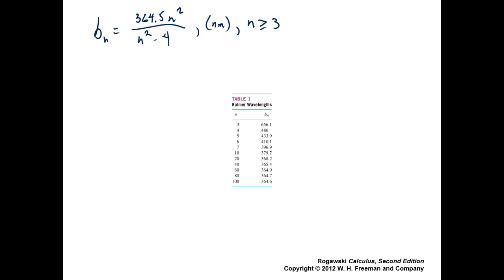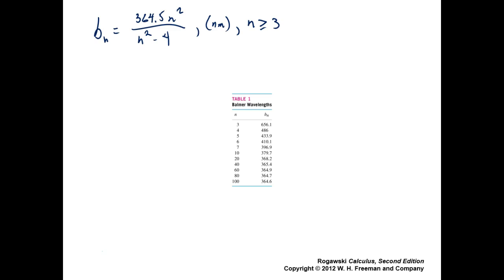Quantum mechanics, Niels Bohr, I believe it was, came up with a model of the hydrogen atom, and it fit the Balmer series perfectly. 364.5 times 9 divided by 5. What do you get? 656.1, and so on. Right. Just 0.1, exactly. Actually, yeah, that's right, because you're dividing by 5. It would come out exactly.